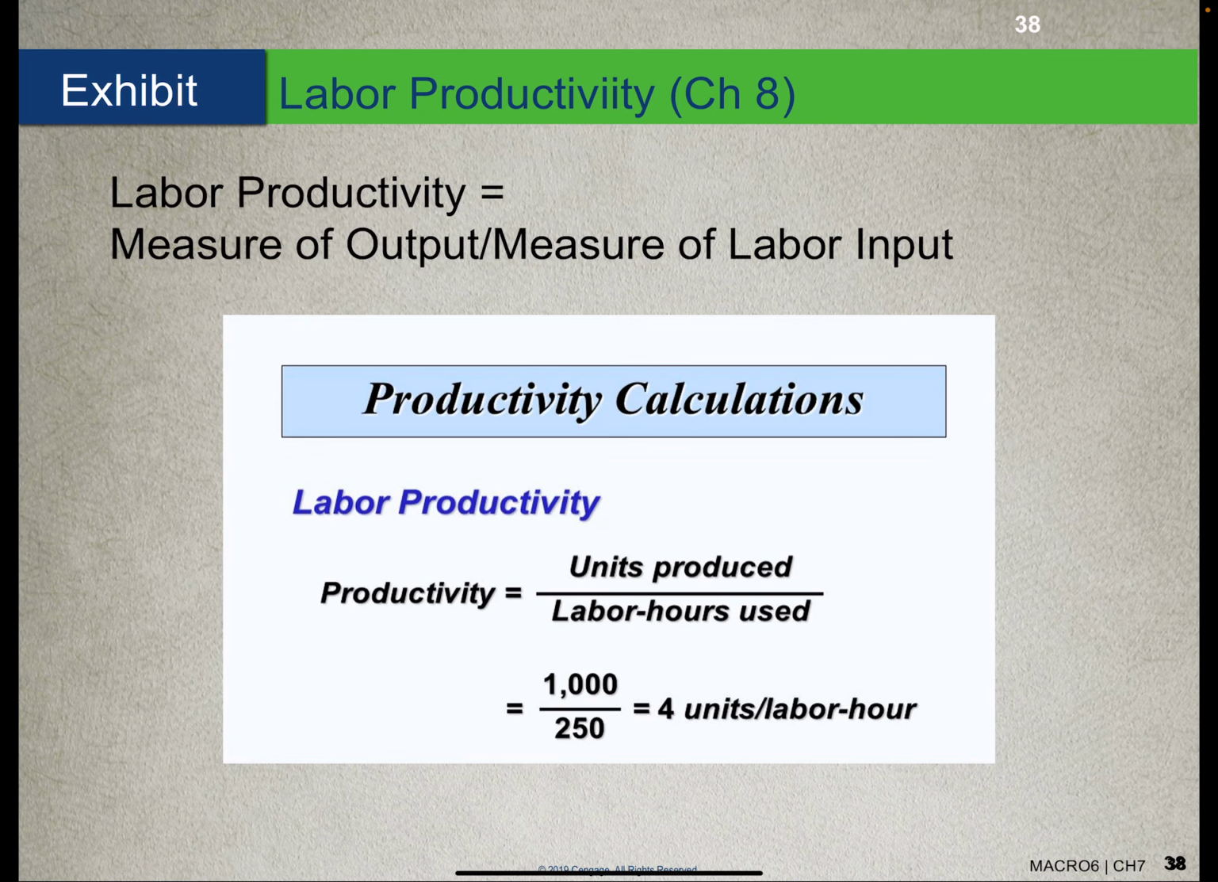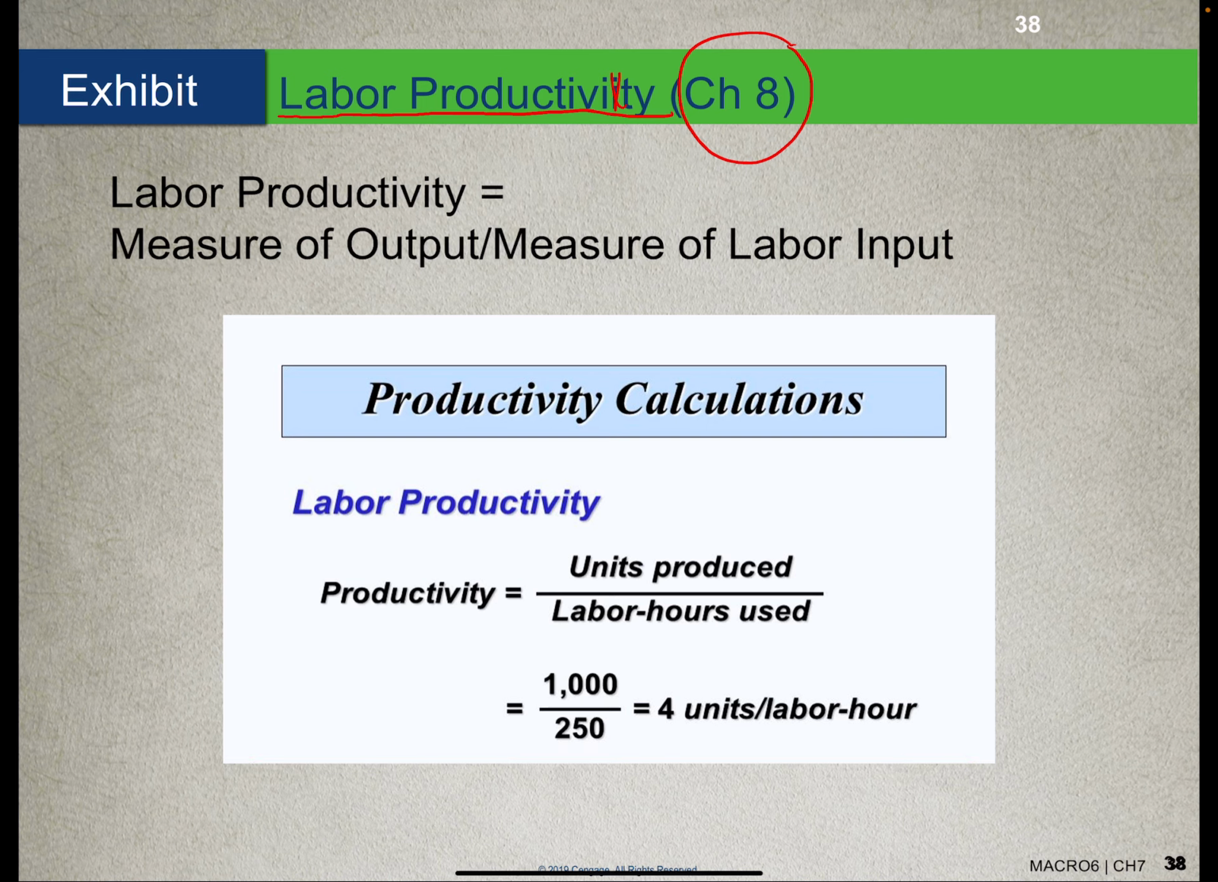Okay, so this topic is actually from chapter 8, but as I no longer cover the entirety of chapter 8, I want to throw that in here. Labor productivity, I think you even had a question on it maybe in chapter 3. But this is an important concept.